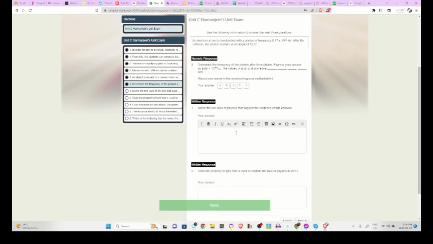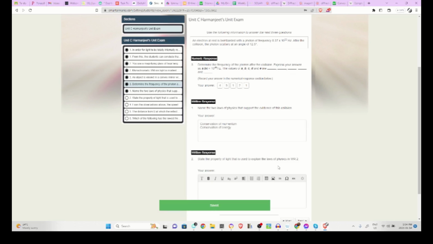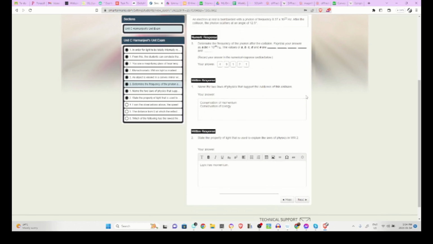Anytime we're dealing with collisions, we're going to be dealing with conservation of momentum and conservation of energy. And how do we use the laws of physics to explain this? Well, light has momentum. That's the property. That's what we're doing with any collision.